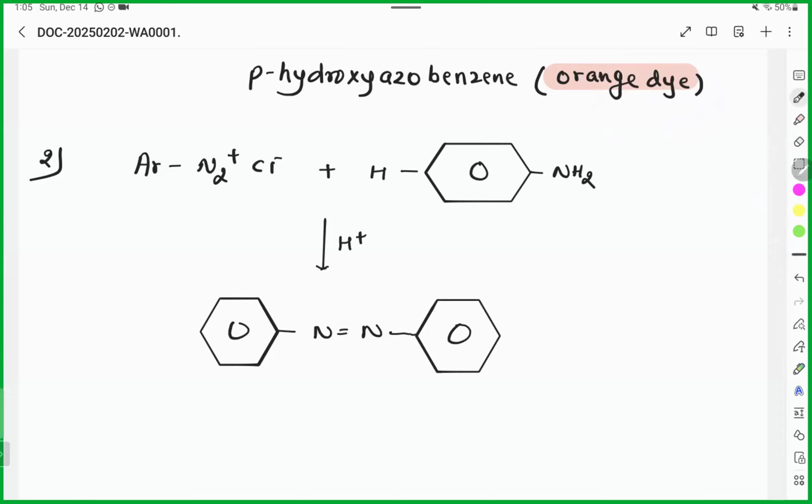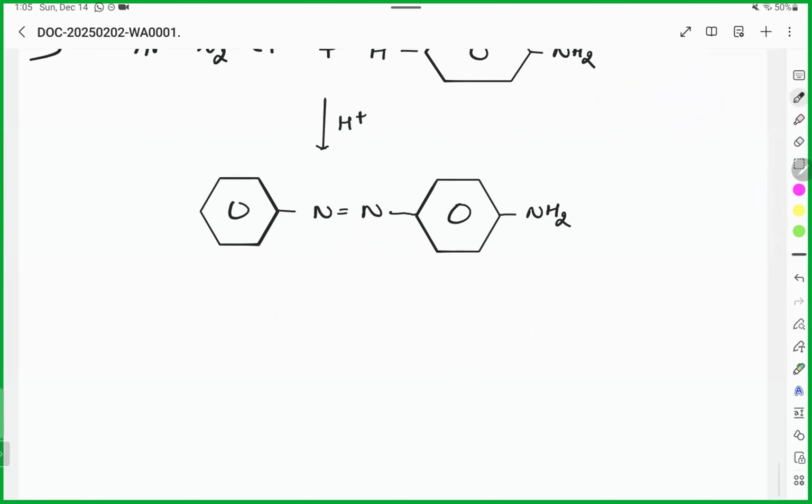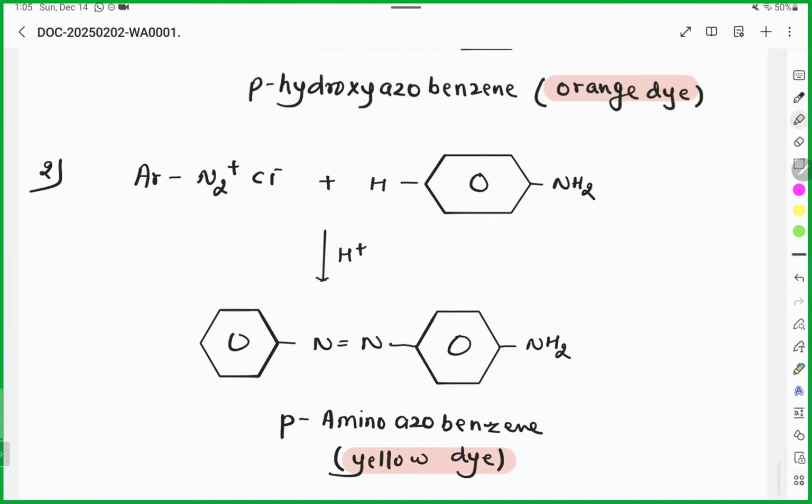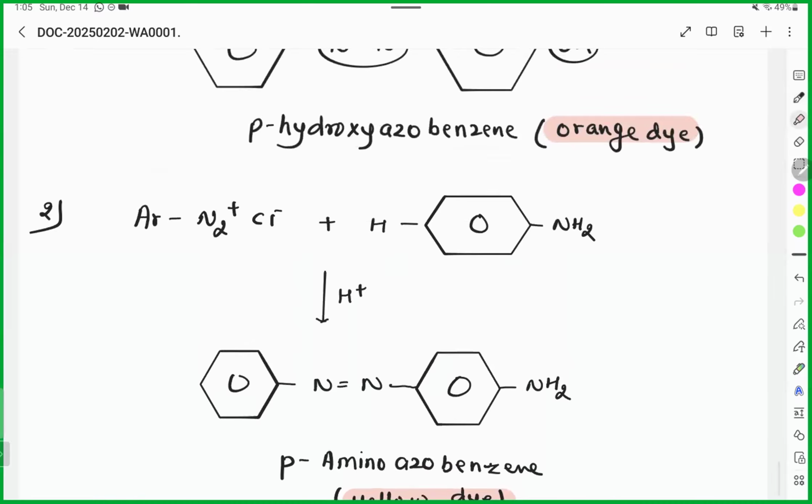One benzene ring, another benzene ring, and this will be NH2. Correct? So what will be the name of this compound? Para position amino group, azo, and then benzene. You should know the IUPAC and common name. And this is yellow in color. Yellow dye. Done. Okay. Para position hydrogen can easily be released. That's why this is happening. Any doubt?